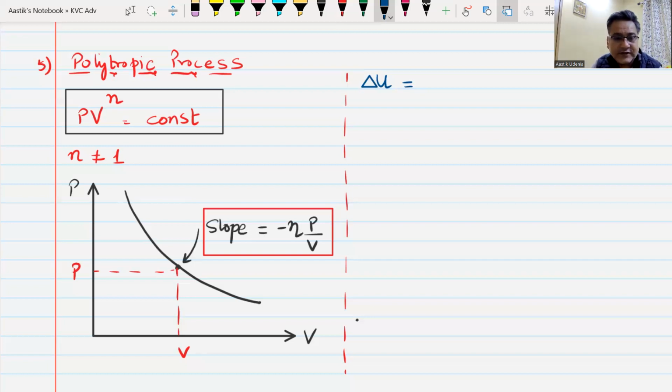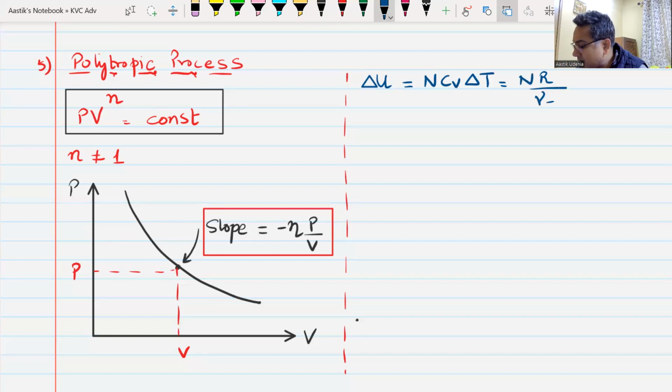Again, you have forgotten everything. 2 minutes you have. Go back. nCv delta T, sir. Yes, nCv delta T. That is correct. So you can write it in different ways. You can write it as nR upon gamma minus 1 into delta T. Yes or no? Yes, sir.